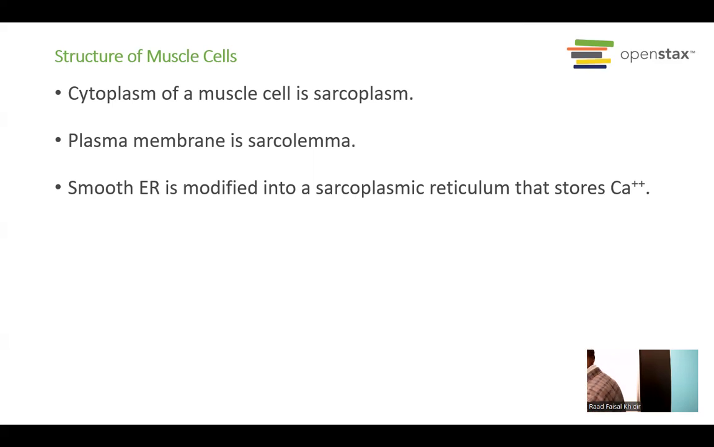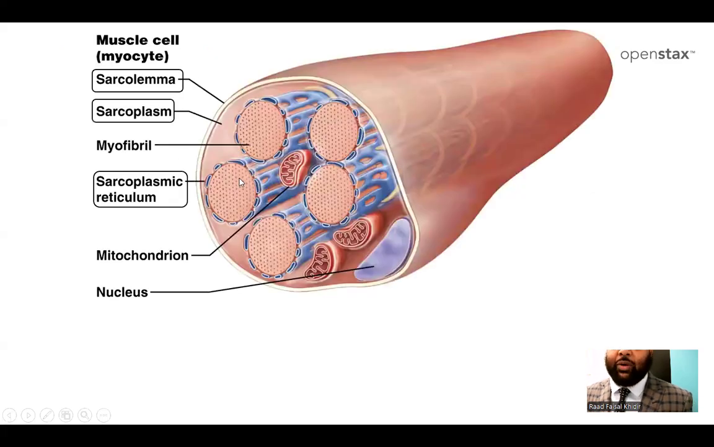Where is the cistern? The cistern is in the sarcoplasmic reticulum, and the sarcoplasmic reticulum is going to allow all the calcium to efflux. So the smooth endoplasmic reticulum is modified into sarcoplasmic reticulum that stores the calcium. So there we go. That is the sarcoplasmic reticulum. That is the sarcolemma. And that is the sarcoplasm.